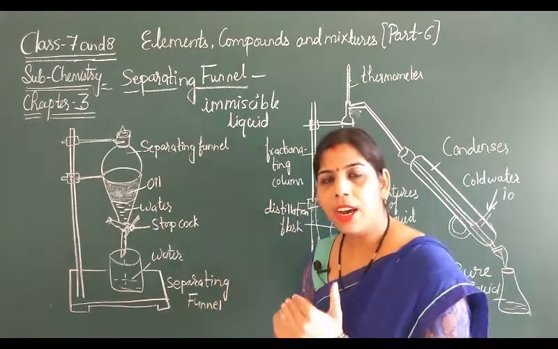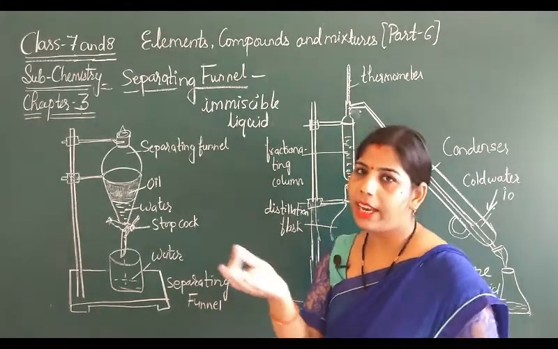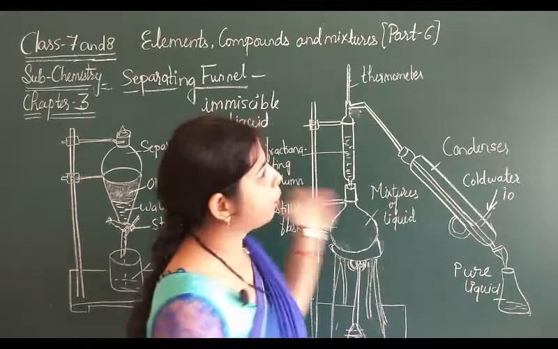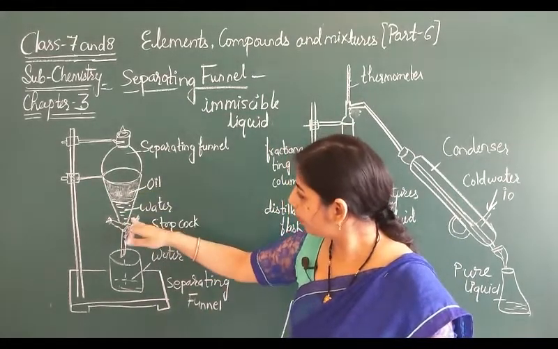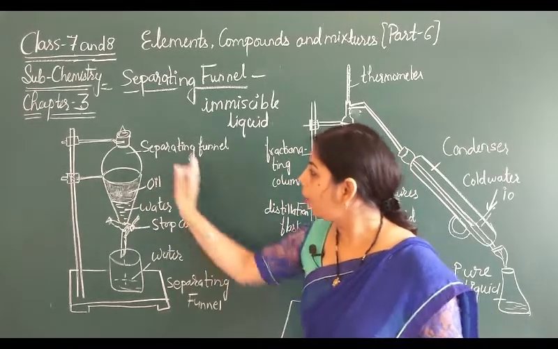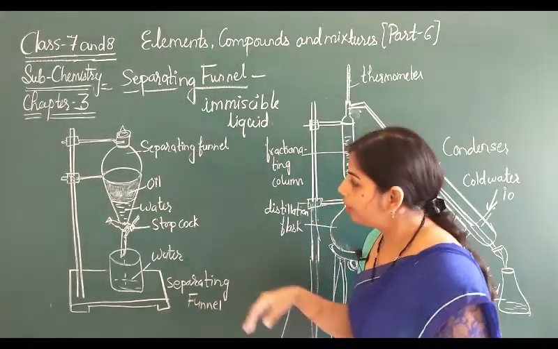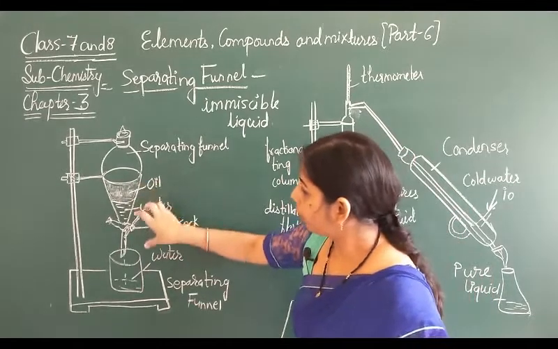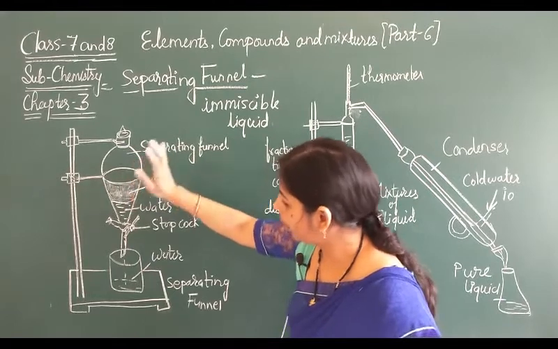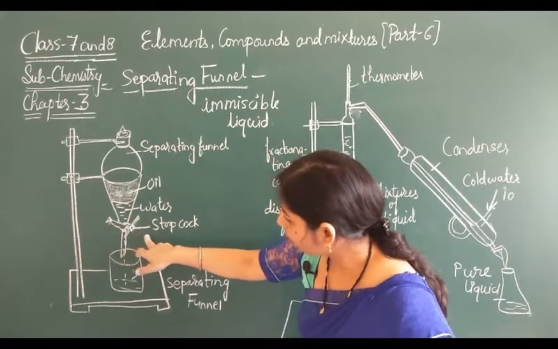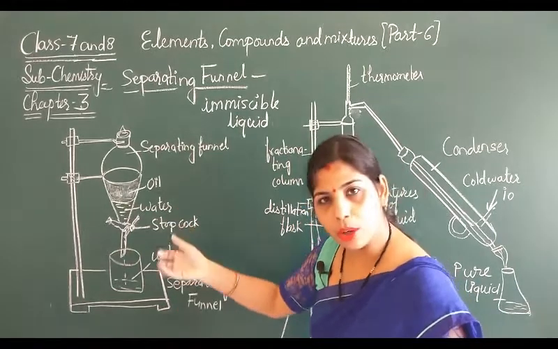in which the heavier liquid stays at the bottom and the lighter liquid floats. That means the lighter liquid floats and the heavier liquid is at the bottom. Now, how does this separating funnel separate the emulsion mixture? Here the oil and water emulsion is kept in the separating funnel, and there is one stopcock. Look at this. This is a tap-like structure which we can open and close.